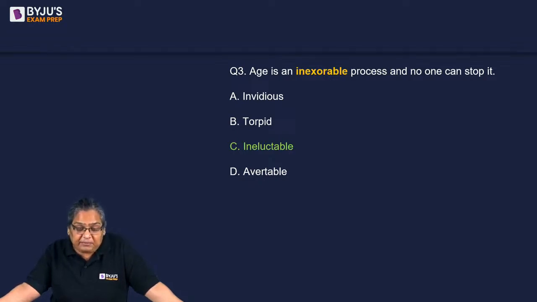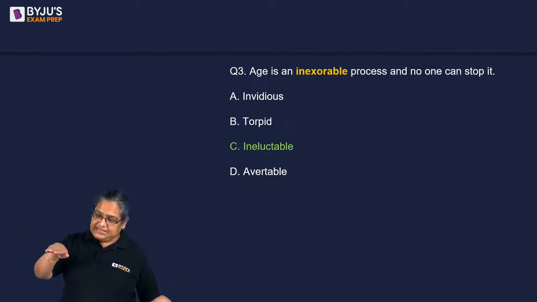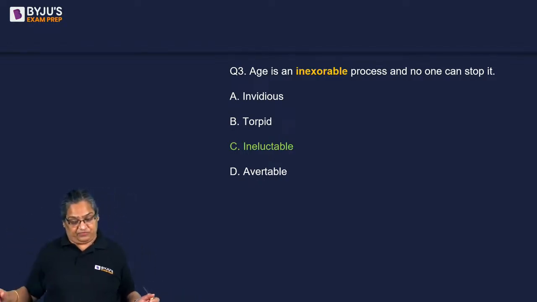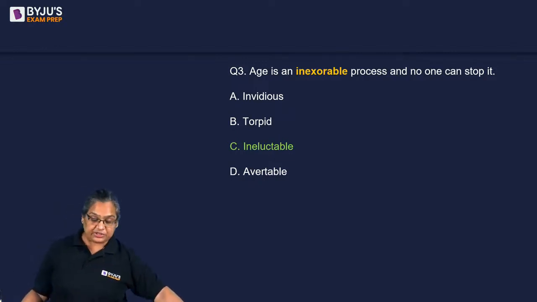So what does torpid mean? Torpid means dormant, lazy, not moving, inactive. All right? Avertible, something that can be avoided. Avertible means avoidable, opposite of inexorable. All right?